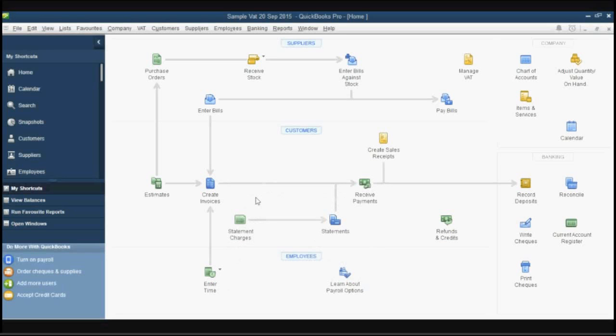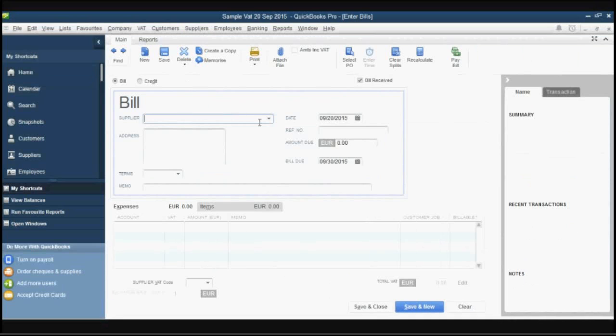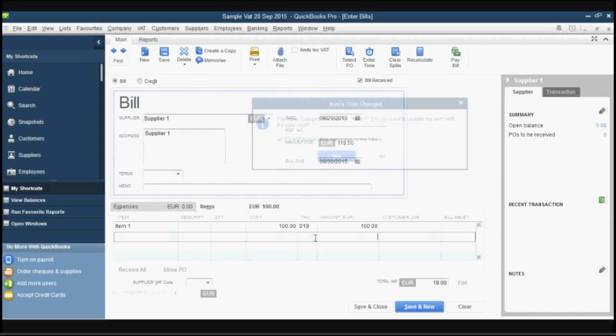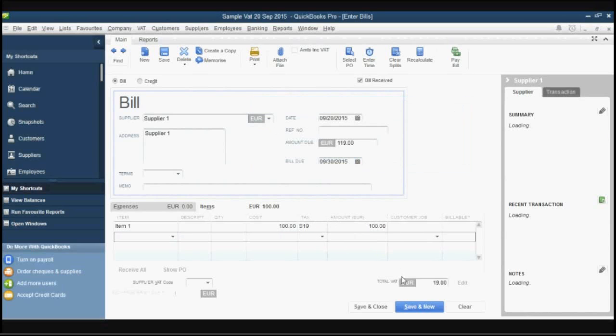Now, for those who use QuickBooks, I open a company, example 1, and we will record these 3 transactions. First transaction, we purchase the item from supplier 1. This item here, I name item 1, for the total amount of 100. The standard rate here is 19%. So we need to pay supplier 1 the total amount of 119 euros. We record this.